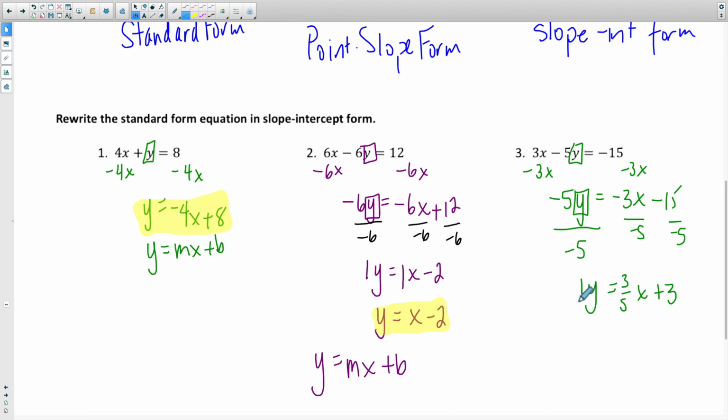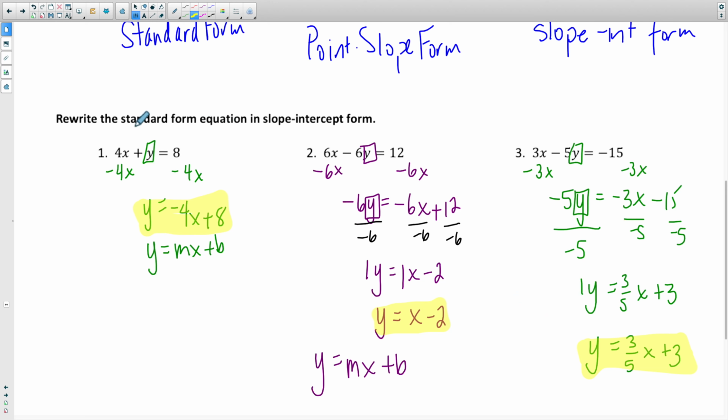Now a couple things. Once again, I usually don't have the 1. I don't need that 1. I can drop it off. With the 3/5 x, I'm going to leave it as 3/5 with x over here. If you leave the x in the top, that's okay too. You could call this 3x over 5. That would be fine. And then I have my plus 3, and then I'm finished.